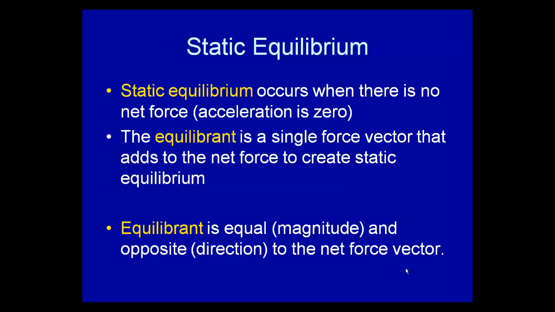Now, static equilibrium occurs when there is no acceleration on an object. The net forces are balanced. Now, a couple terms that are used: resultant and equilibrant. A resultant is the result of multiple forces when you add them all together. An equilibrant is a single force vector that will bring something back into equilibrium. The equilibrant is going to equal in magnitude to the net force vector, but it's going to be opposite direction.